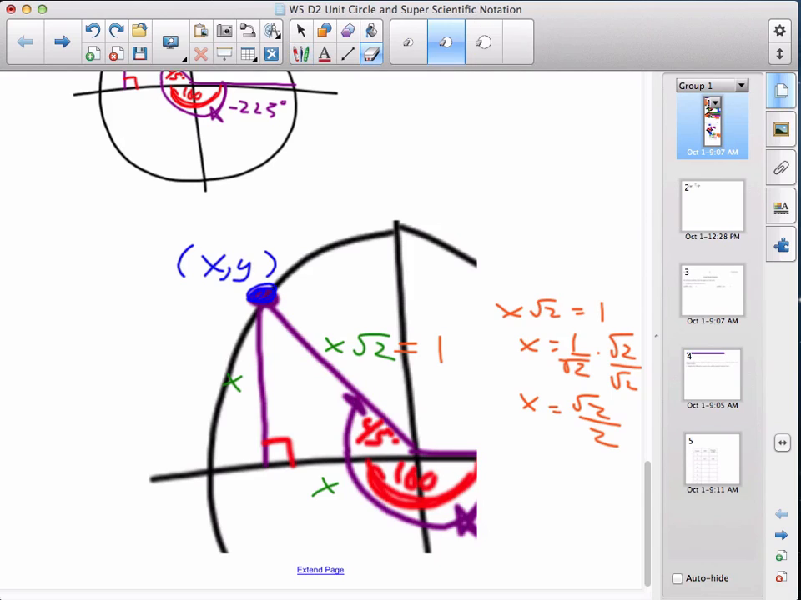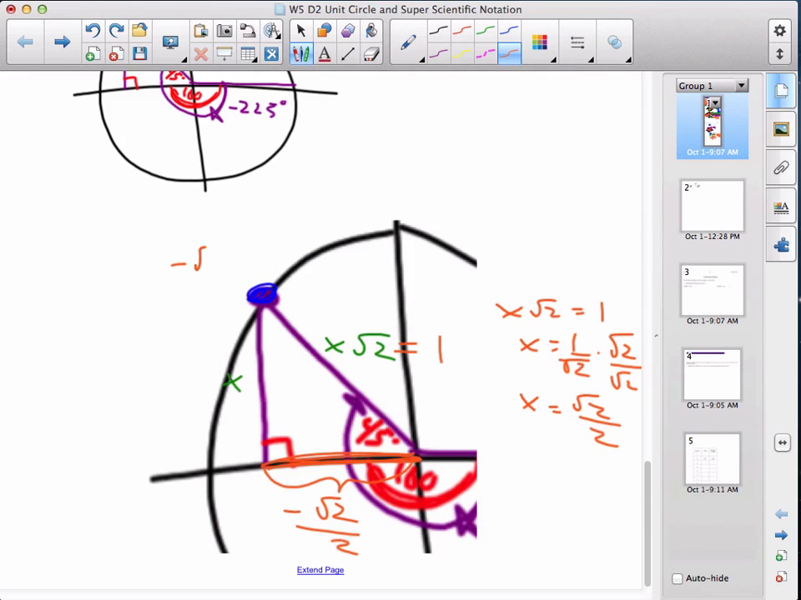So this length right here would be what? In terms of x. What would this x length be? Negative. Why negative? Because it's going to the left on the x-axis. Because this distance is negative. Indeed, this would be negative root 2 over 2. And then what would our y be? Positive root 2 over 2.